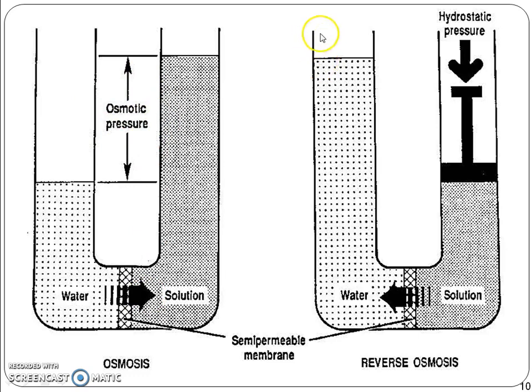Now what happens in reverse osmosis? We apply additional pressure on the higher concentrated side and force the water. That's why it passes through the membrane and goes to the lower concentrated side of the chamber. So we reverse the natural tendency of the water, that is osmosis, and that's why it is known as the reverse osmosis process.